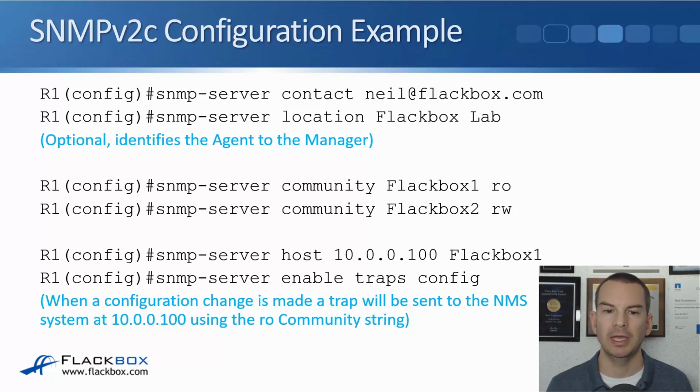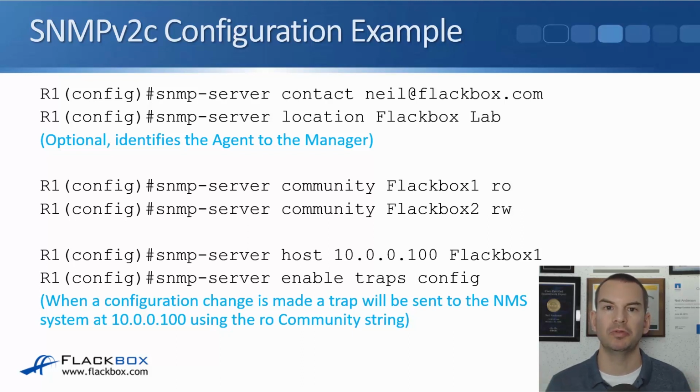Next part of the config is our community strings, which are used for the authentication. And we're configuring both a read-only and a read-write community string. We've got snmp-server community FLACKBOX1, which we're using as our read-only string, and snmp-server community FLACKBOX2, which we're going to use as the read-write string.